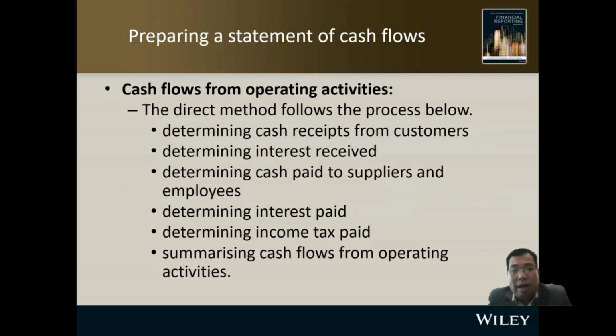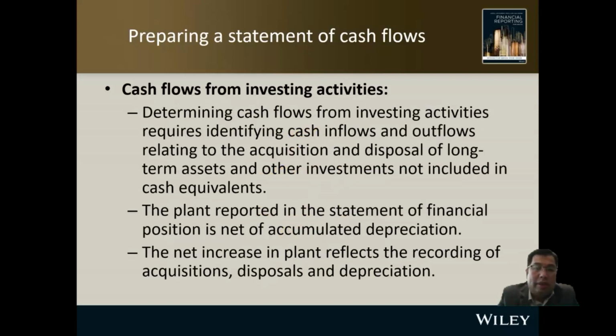If you're using the direct method, then you will have these calculations. You need to determine how much is the cash received from your customer. Determine the interest received. Determine the cash paid to suppliers and to employees. Determine the interest paid. Determine the income tax paid. So this is under the direct method: from cash received from customers, interest received, cash paid to suppliers, interest paid, and income tax paid, you can summarize your cash flow from operating activities.